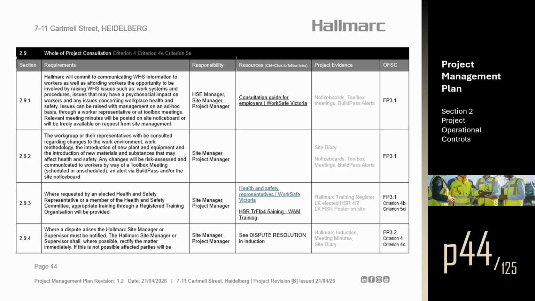Section 2.9.2. The work group or their representatives will be consulted regarding changes to the work environment, work methodology, the introduction of new plant and equipment, and the introduction of new materials and substances that may affect health and safety. Any changes will be risk assessed and communicated to workers by way of a toolbox meeting, scheduled or unscheduled, an alert via BuildPass, and/or the site notice board. Section 2.9.3. Where requested by an elected health and safety representative or a member of the Health and Safety Committee, appropriate training through a registered training organization will be provided.